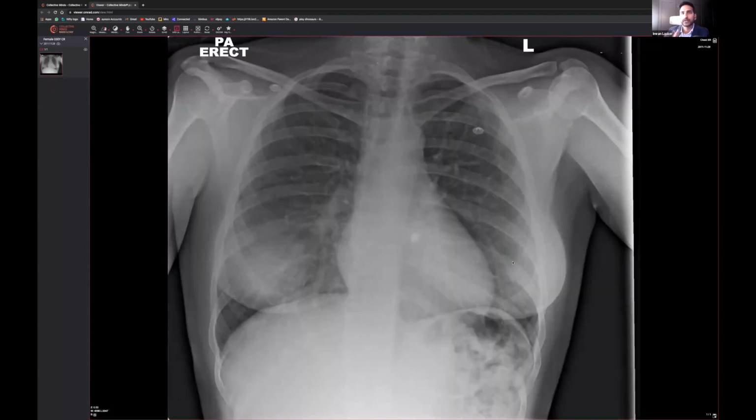Okay, so this one, what do we think here? If anyone knows, please throw it in, and we can try and work through the problem. Okay, so we're having a look at this chest X-ray. We can see that it's an adult patient.